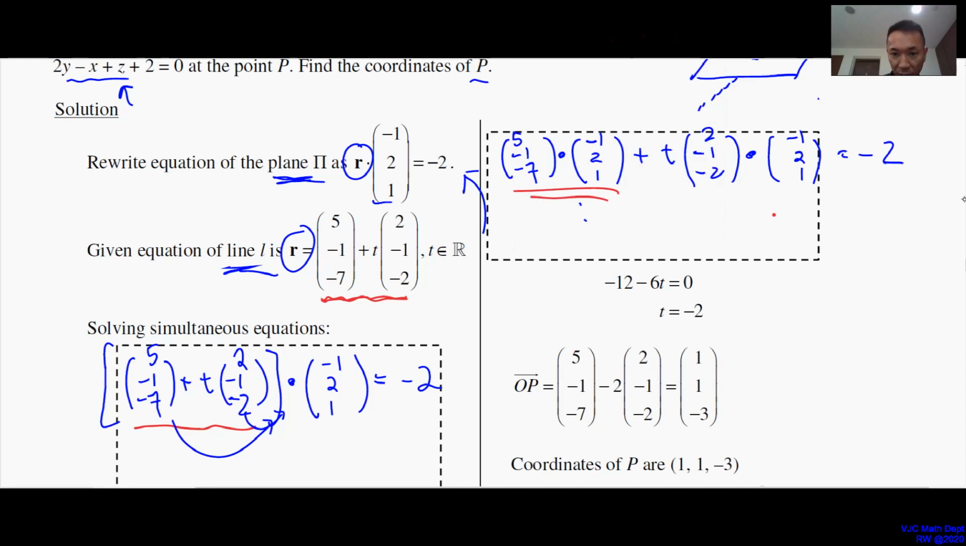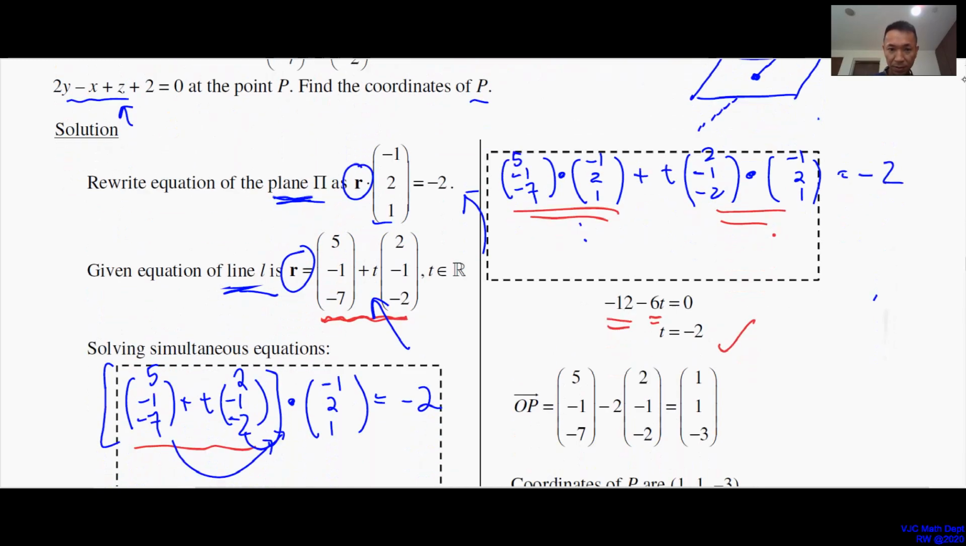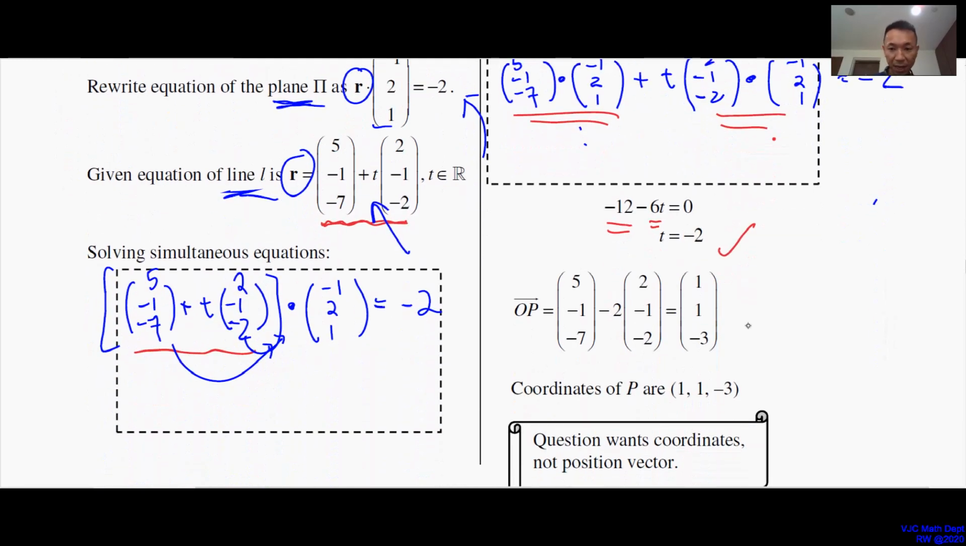This dot this, you get minus 12. This dot this, you get minus 6. Then you get t equals to minus 2. What does t equals to minus 2 mean? It means that when you substitute t equals to minus 2 back into the equation of a line, that gives you the position vector of this point P. You substitute it, and you realize that P has coordinates (1, 1, minus 3).